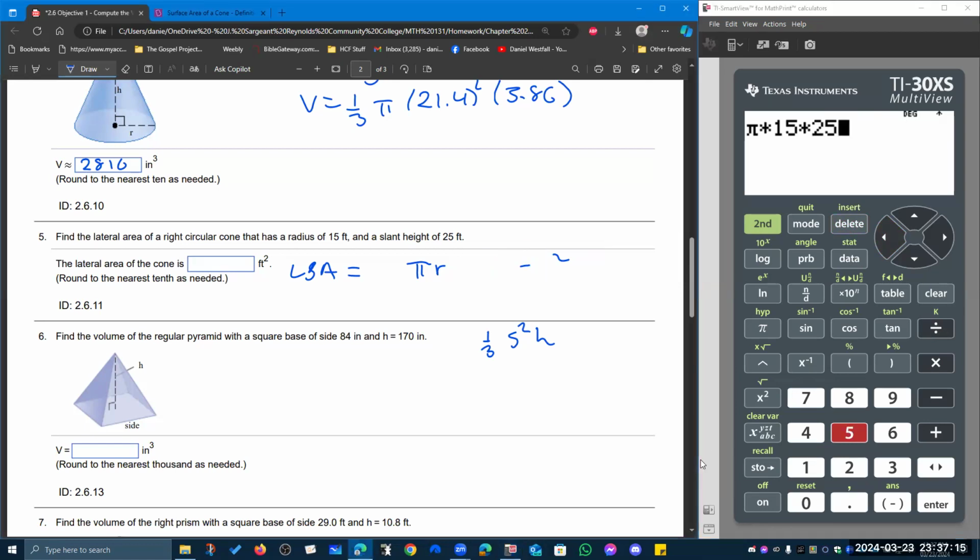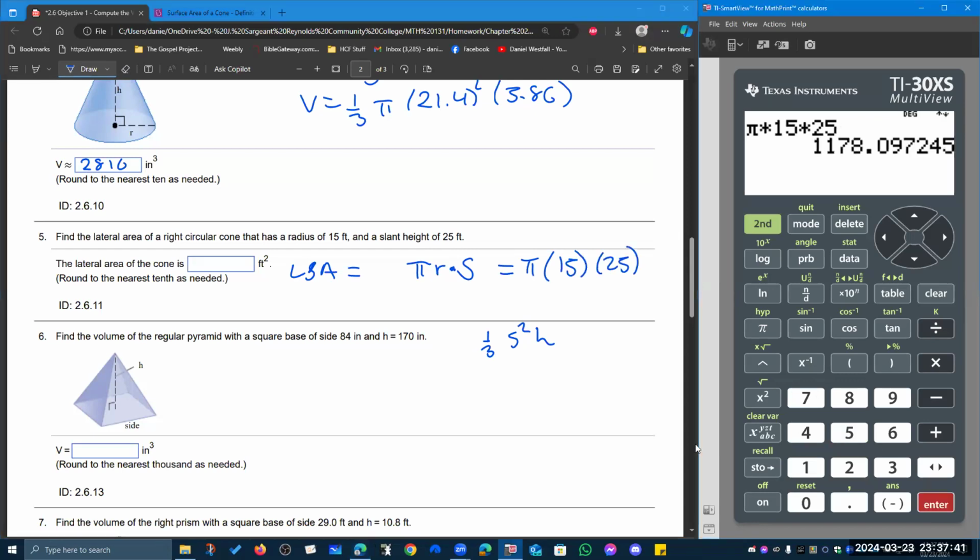This is pi r times the slant height. Call that S for slant height. So this is pi times 15 times 25. Round to the nearest tenth, 1178.1.